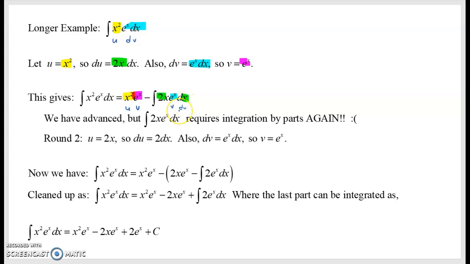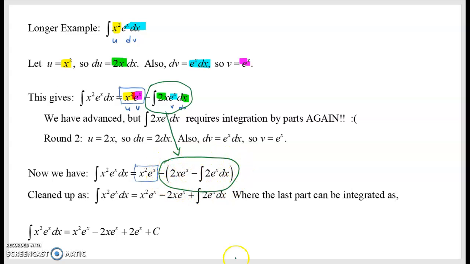So in that case, we'll go through the whole thing with the 2x e to the x, let u be 2x, and then the derivative of that be 2. And let dv be e to the x, and the integral of that is e to the x. So we have the part that was already up top, the x squared e to the x that we got out of the first iteration of doing this, and then we've got the part that we are trying to work with. Okay, now the integration of the second part.